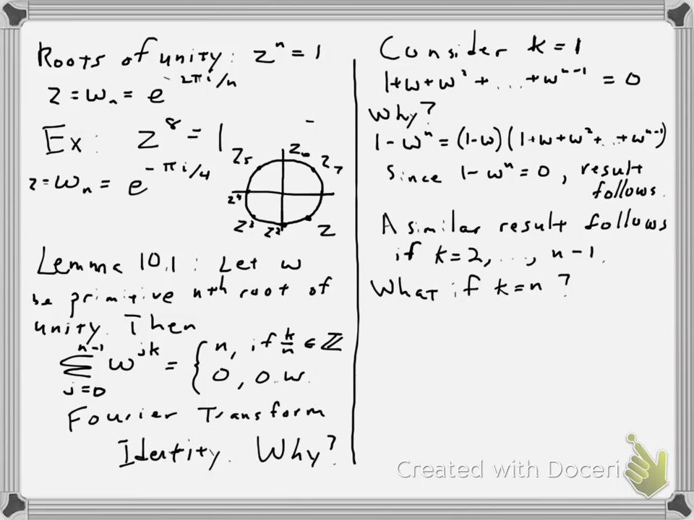Well, if k equals n, we have 1 plus omega to the n plus omega to the 2n plus dot dot dot plus omega to the n(n minus 1). And this equals, well, what is omega to the n if omega is an nth root of unity? Well, omega to the n is just 1. So we get 1 plus dot dot dot plus 1. How many 1s are there? There are n of these. And so the result follows from this analysis.